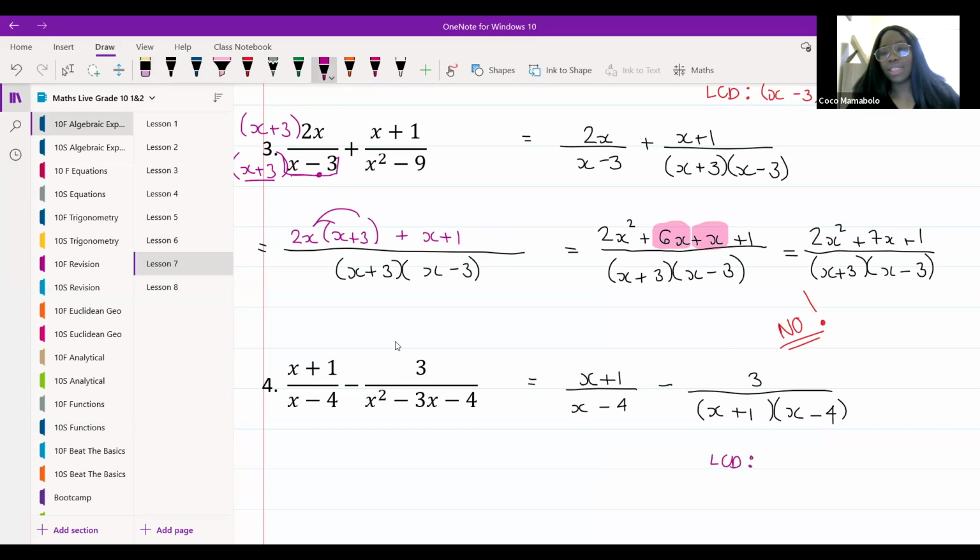That's it. LCD. Now, let's look at the numbers that we've got over here, guys. I've got x minus 4, and then I've got x plus 1 and x minus 4. What is my LCD going to be between these three brackets? What is my LCD going to be?